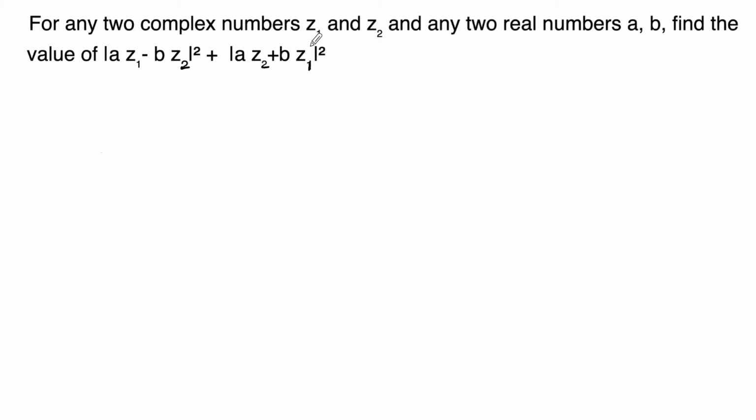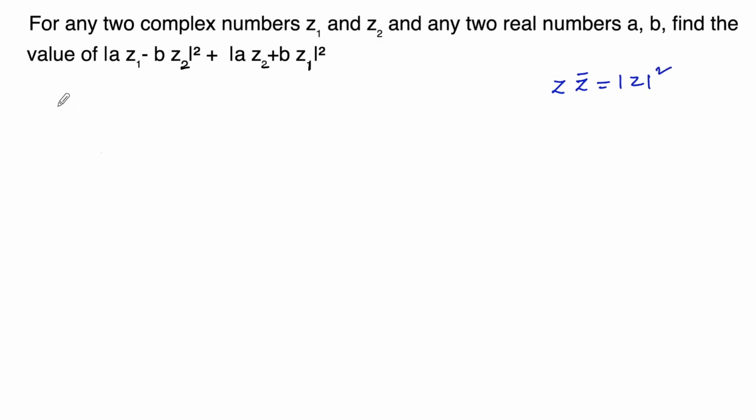For any two complex numbers z1 and z2 and any two real numbers a, b, find the value of |az1 - bz2|² + |az2 + bz1|². Let us recall the property: z times z bar is equal to |z|².